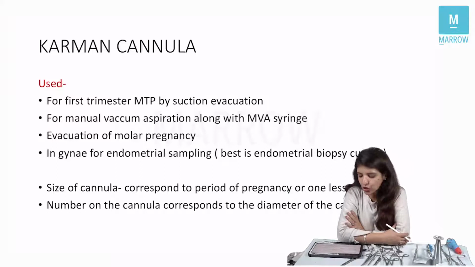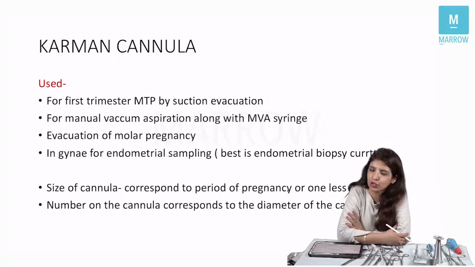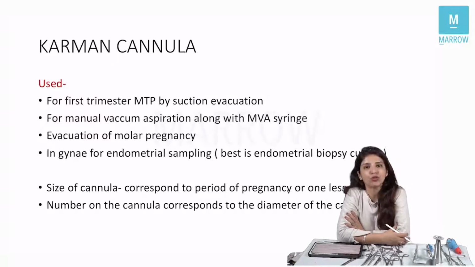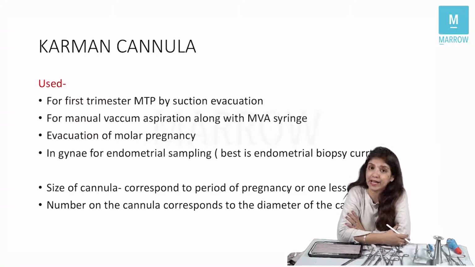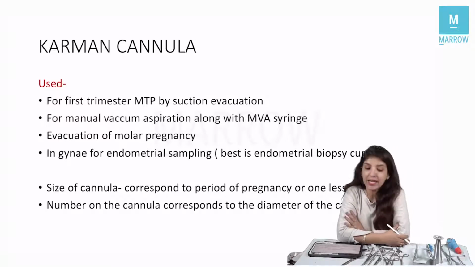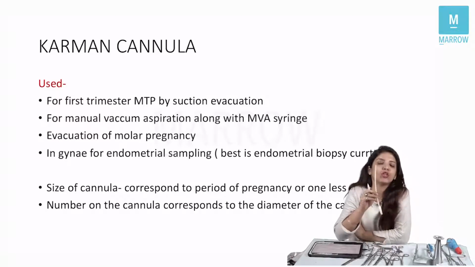weeks. Then it is used for manual vacuum aspiration along with the manual vacuum aspiration syringe, which I am going to show you. It is also used for evacuation of molar pregnancy, and in gynae, it can be used for endometrial sampling. Although this is not the best instrument to do endometrial sampling, the best instrument will be an endometrial biopsy curette, right?